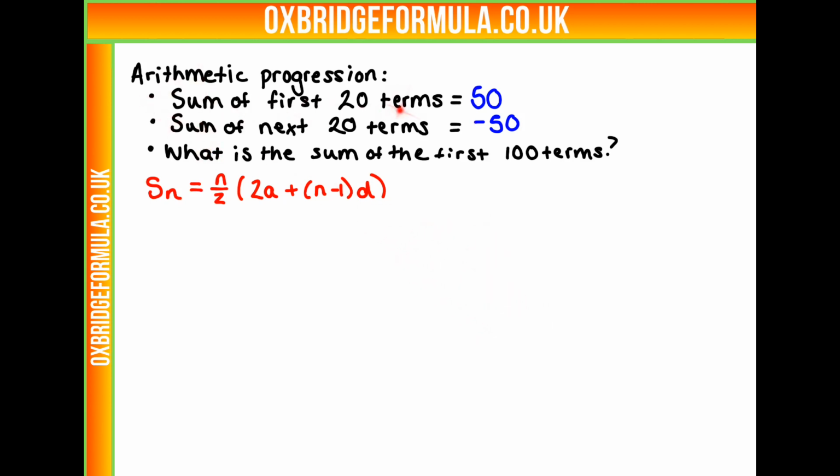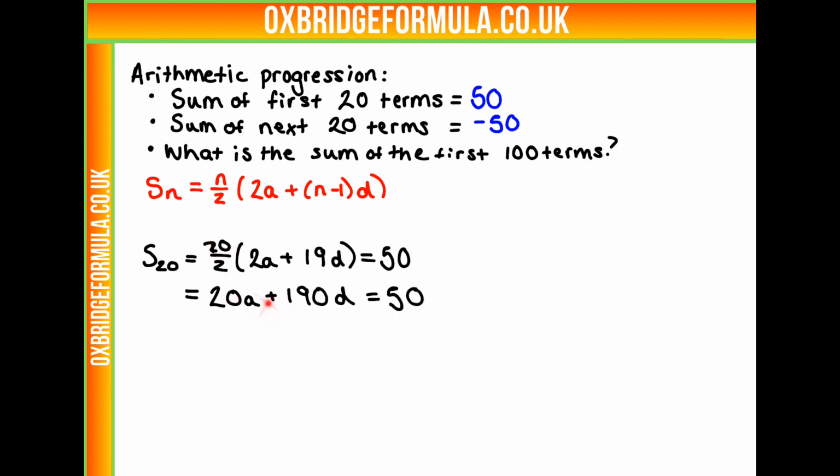So we know that the sum of the first 20 terms is 50, and we can use our equation to show this. So S20 is going to be 20 over 2 times (2a plus 19d), and that's going to equal 50. We can rearrange this a bit. We can times this bracket out. We can get 20a plus 190d equals 50.